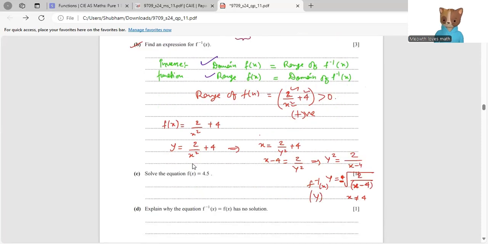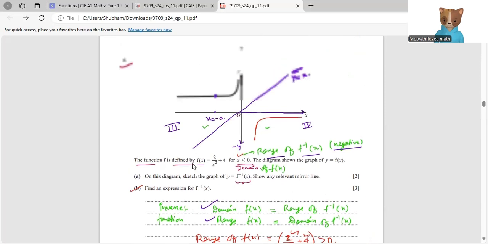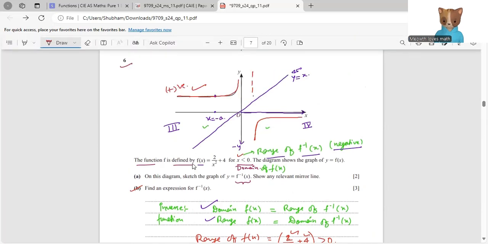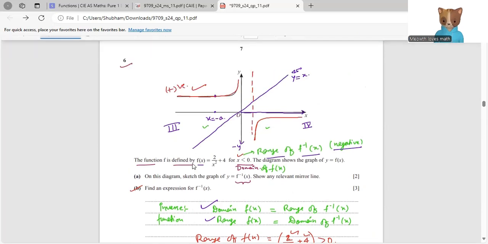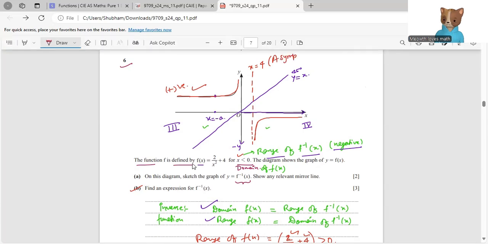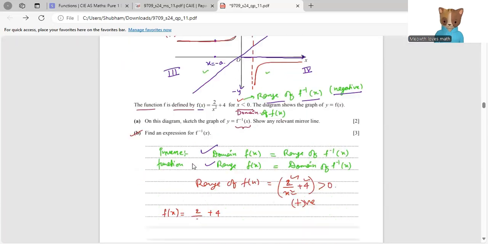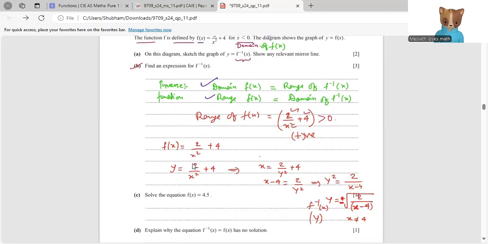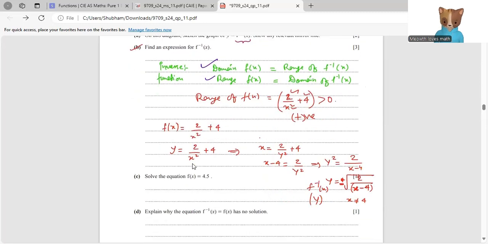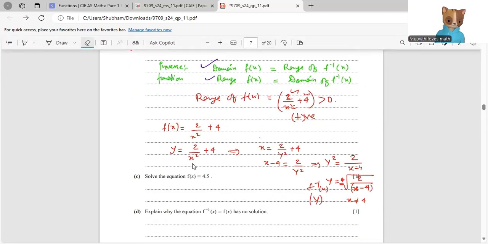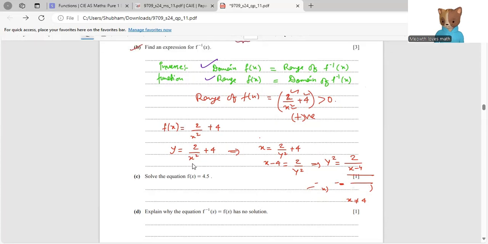And x should not be equal to 4. So x equal to 4 will be my asymptote, where the graph will appear to touch, but it will never touch. So that's x equal to 4. When you mention this line x equal to 4, which is called the asymptote, then only you'll get 2 marks. I hope it is clear to you. And this is the expression for it. So now let me clear this, and let's see the next part of this question.